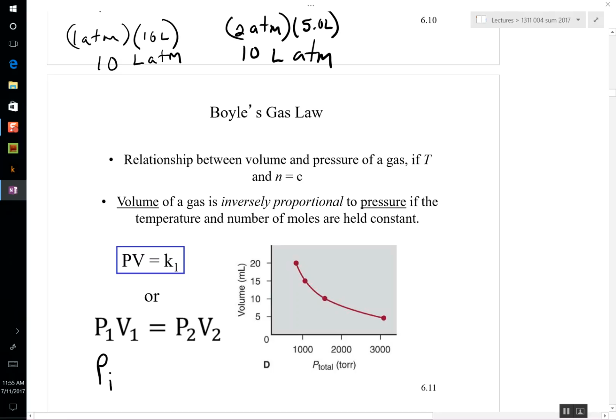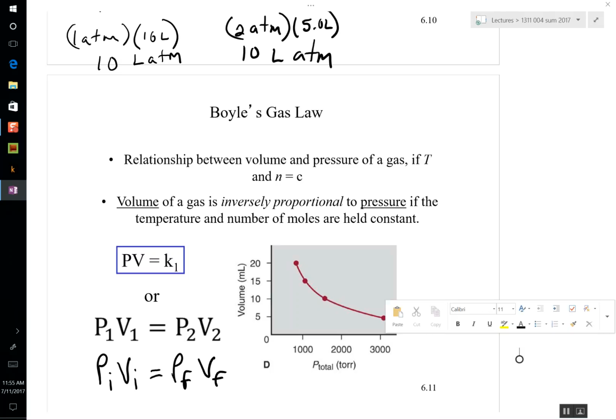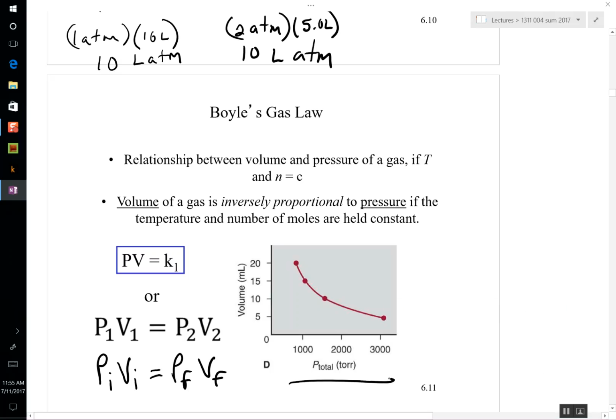Sometimes you will see this written as Pi times Vi equals Pf times Vf. Same difference. The i standing for initial. My initial pressure times my initial volume is equal to my final pressure times my final volume. So those are just two different ways of writing the same law. You can see what a graph of it looks like. It's not a linear relationship. We've got pressure increasing here. And what's volume doing? It is decreasing. Pressure is increasing. Volume is decreasing.